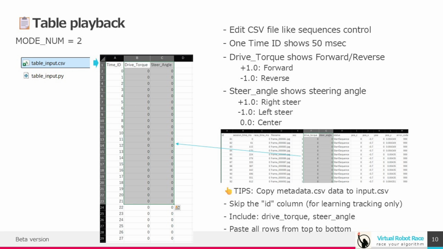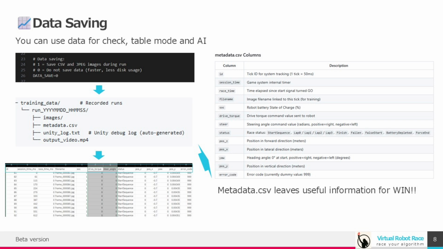Exactly. They tell you to copy data from a good manual run from metadata.csv and put it into input.csv. But you have to leave something out. Yes, and this is critical. You have to skip the aid column. That's just tracking info. You only want the raw control vectors, drive torque and steer angle. It's a clean data transfer, so you can automate and perfect a good run without having to drive it over and over.